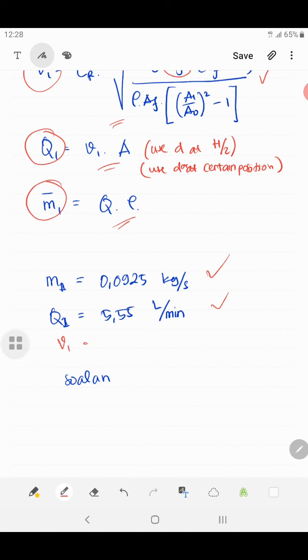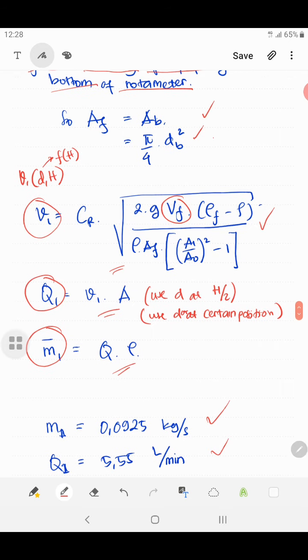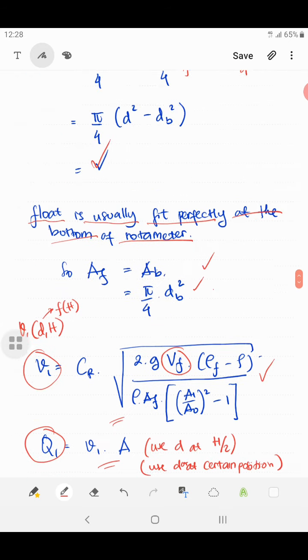You can also calculate the velocity of the fluid at that point. Okay, thank you very much.